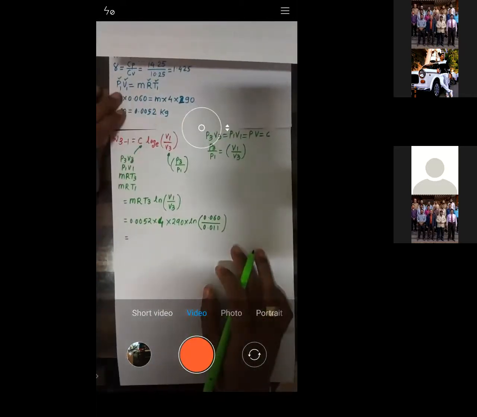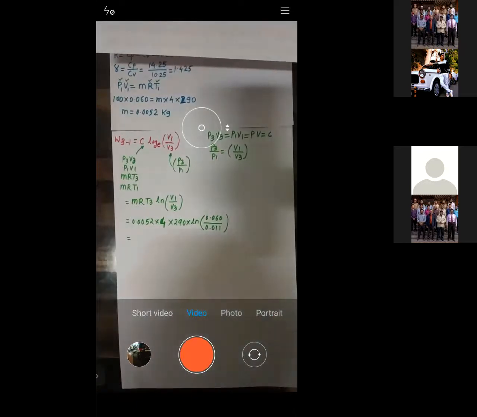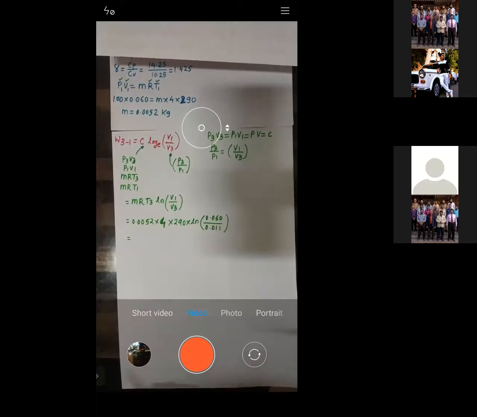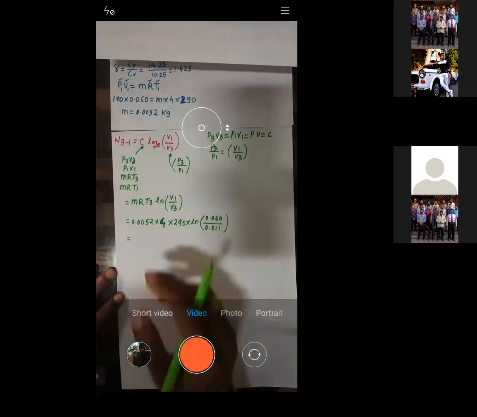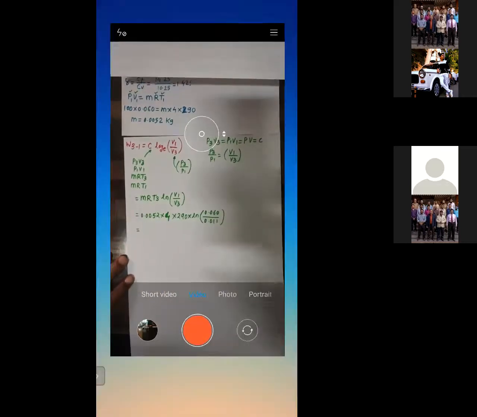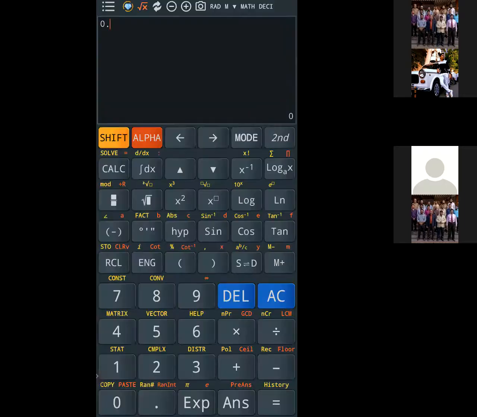Do this thing immediately. What are we getting? Can anybody tell? Sir, ln is log, na? See, ln is the natural log. Otherwise, you can use log e. Either way you can do it.